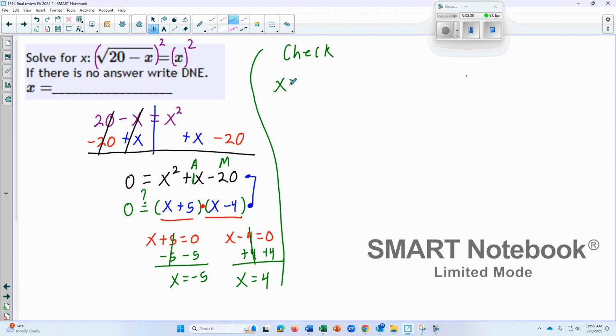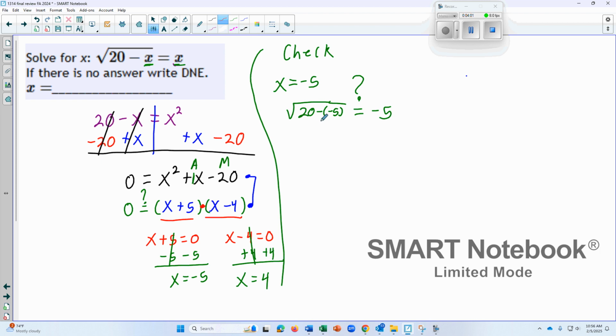Let's start with the negative 5. You need to plug it into the original, so I'm going to erase this so I don't get confused. You need to plug it in here and here. I'm going to get the square root of 20 minus negative 5, and does that equal negative 5? I want to see whether the answer I came up with works.